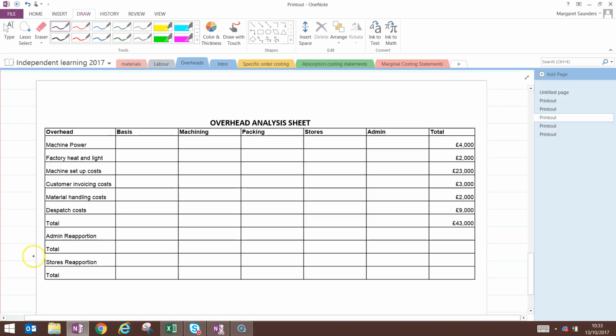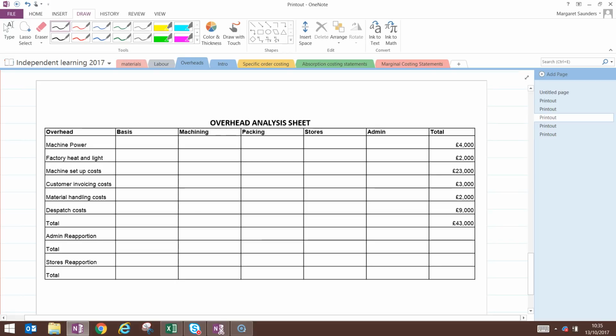And we'll come to the reapportioning section shortly. Then we have a column headed up basis, and this is the basis that we use to apportion the overheads across the departments. Then we have the 4 departments that we were told about, and in the final column we have the total overhead. So the machine power total was £4,000. Now what we need to do is, using the information that we have, we need to try and either allocate or apportion these overheads to the departments.